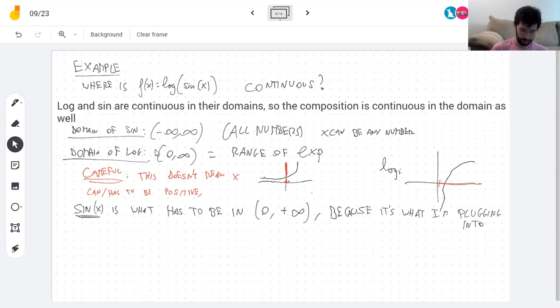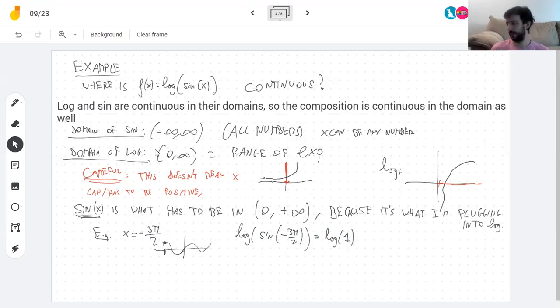It is what I'm plugging into log that needs to be positive. So for example, here's a negative number. Oh, but that example though. Scratch what I just said, I did the sign wrong. Negative 3 pi over 2 is 360 degrees away from 90 degrees. So this is the angle I'm looking for. Log of sine of negative 3 pi over 2 is the same as the log of the sine of 90 degrees. It's log of 1. The log of 1, I can definitely compute. What number do I need to take the exponential of to get 1? 0. No, what I mean is 1 is e to the 0, so log of 1 is 0.